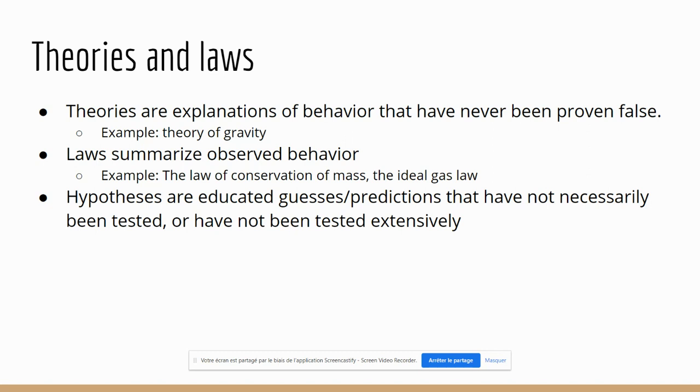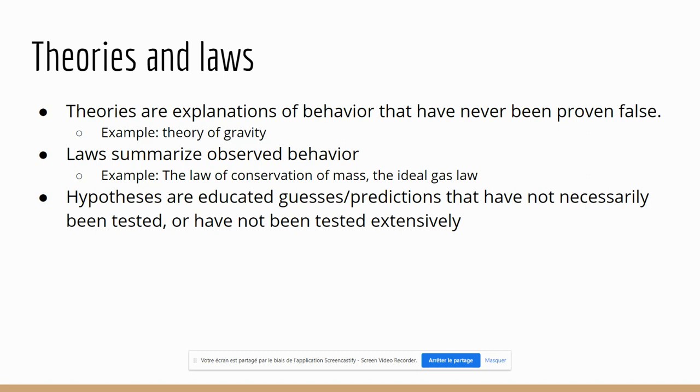whereas laws just summarize behavior. So the law of conservation of mass just states mass is never created or destroyed in a chemical reaction. It does not explain the reason why. Ideal gas law, pressure times volume is equal to number of moles times a constant times temperature. That is just shown to be true. It does not have any explanation. There is actually something called kinetic molecular theory that helps to explain why, but that is a theory as opposed to the ideal gas law that just states what they are.